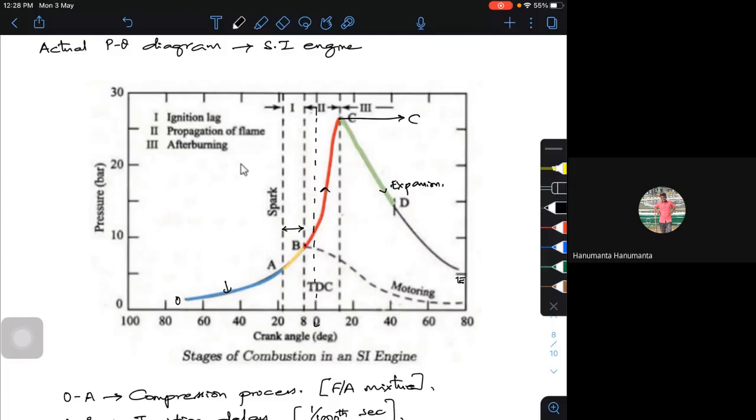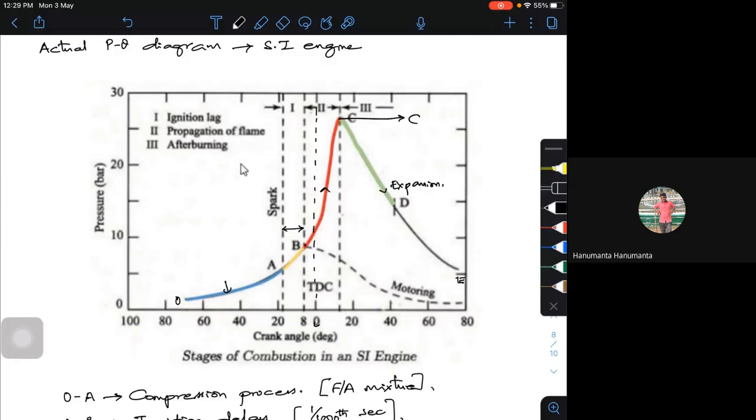So B to C is what we call the flame propagation. C is roughly around 12 to 16 or 18 degrees after your top dead center. Then from C, your expansion process will start. So 3 is the after burning, 2 is your flame propagation or combustion process, and 1 is the ignition delay to start your ignition at the point P. So this is your actual combustion process in an SI engine. Theoretically that should happen, but actually, this is what is happening.